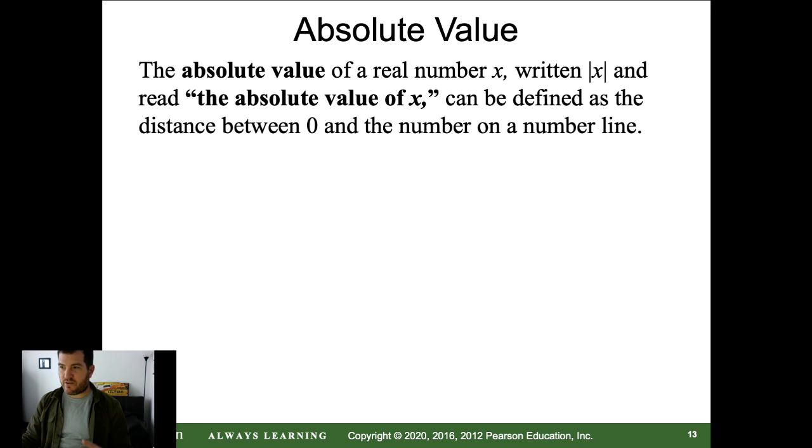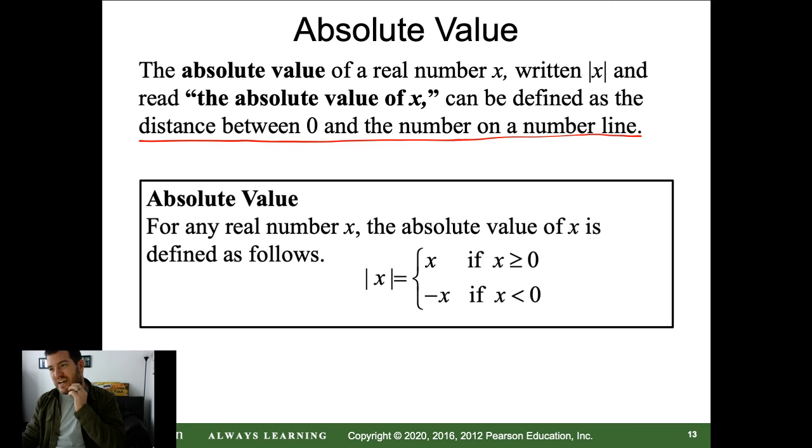The final thing we're going to talk about is absolute value. The thing that I love about this is this part right here. It is the distance between 0 and the number on a number line. So when we're talking about absolute values, we're just talking about how far it is away. It's kind of like the additive inverse in a sense. But let's look at some values again. Pause the video if you want to write that down.